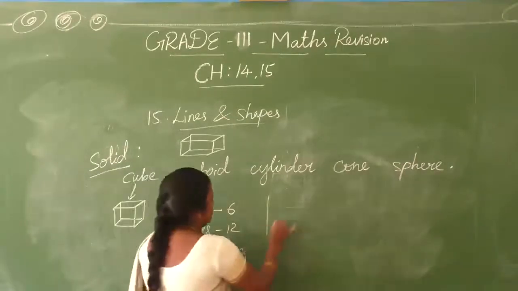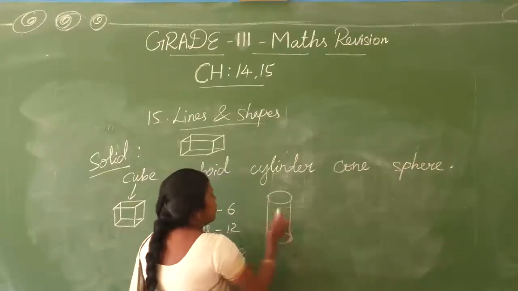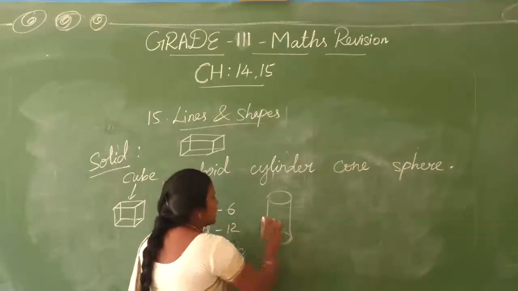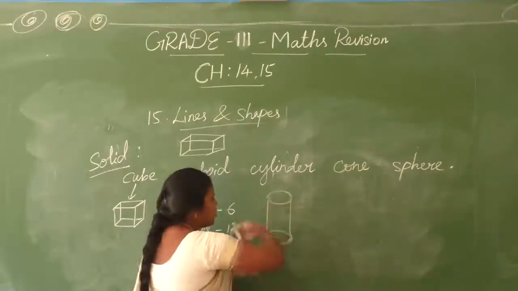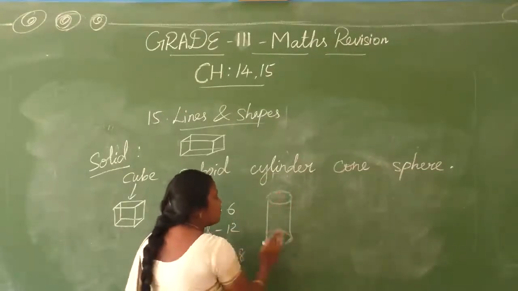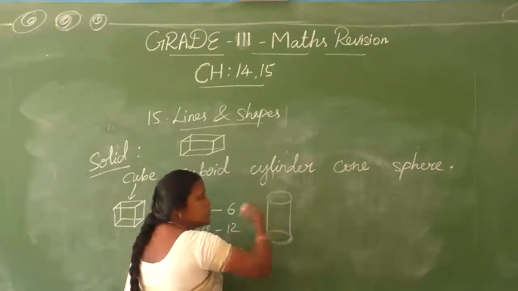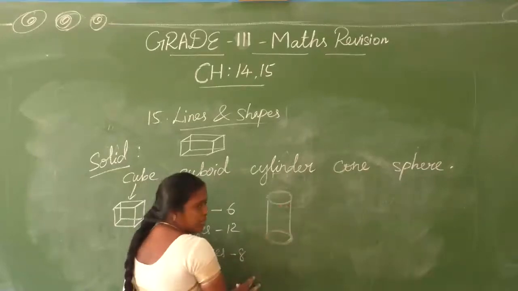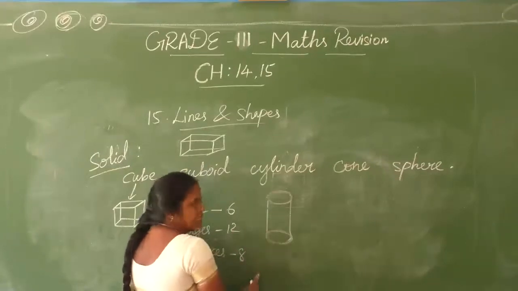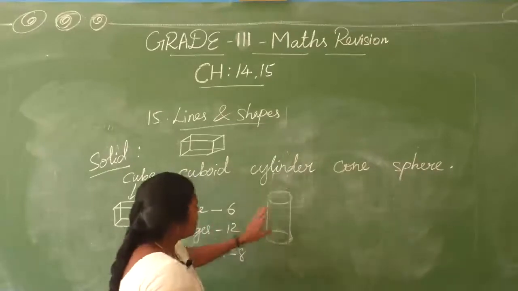Cylinder, for example your water bottle. Here, 2 flat surfaces are there. Top and bottom look like circles. The surrounding middle portion looks curved. Top and bottom are flat surfaces. The middle portion is a curved surface. So totally 3 faces are there, 2 flat surfaces and 1 curved surface. Edges means these 2 only, curved edges only. Clear? No vertices.